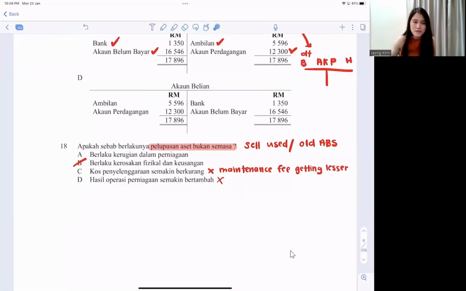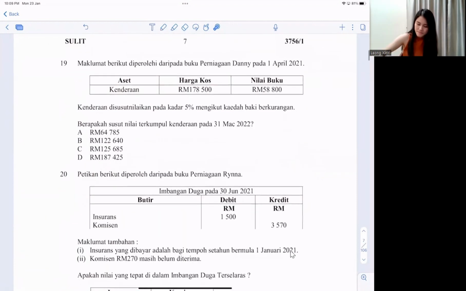The value will go up. So usually it's because it's spoiled, or maybe it's already too old to be used. So why not just sell? Someone can reuse it or something, then I get back the money now. Okay, so that's the main point. 18 is B. All right, so let's move on to question 19.